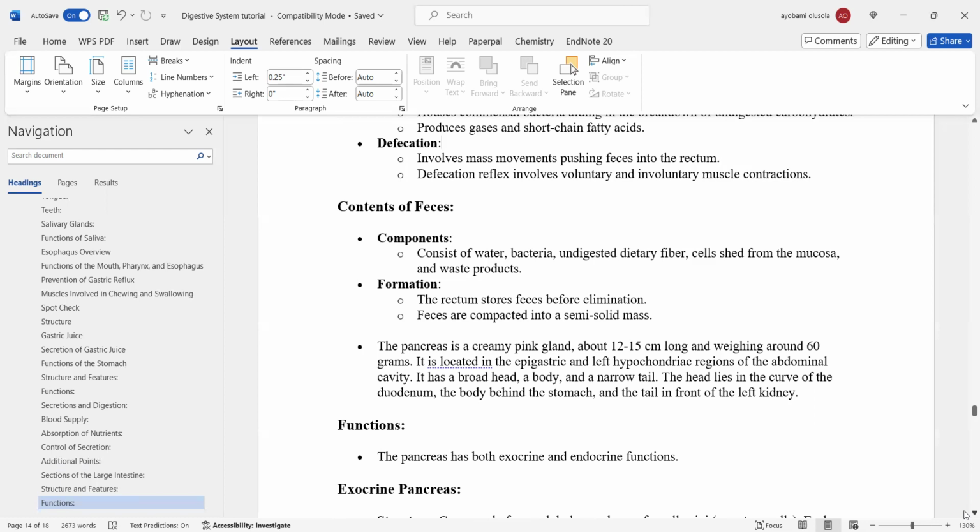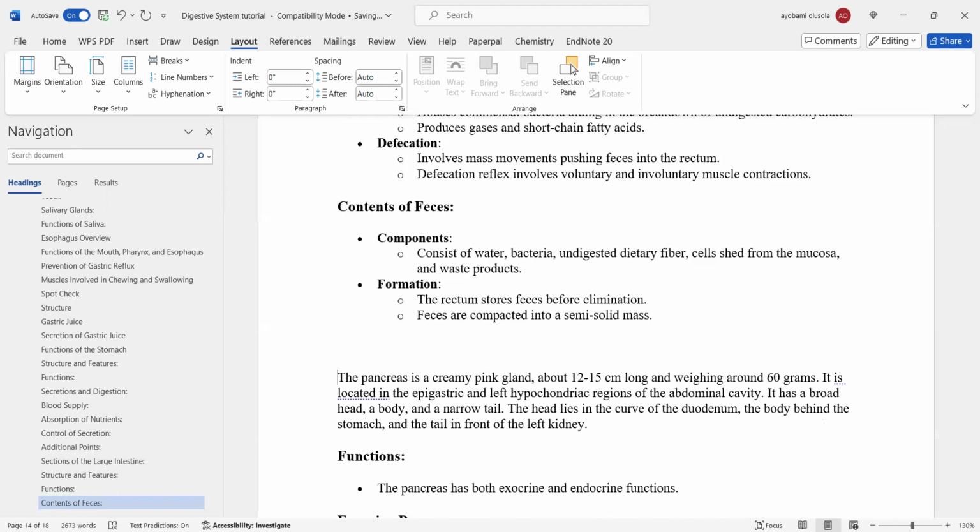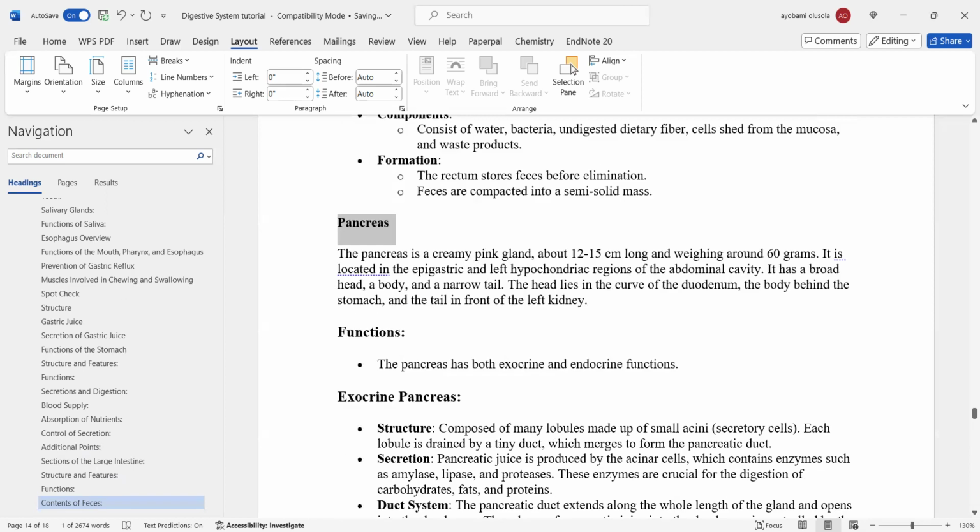Now, we have talked about the major organs of digestion. Let's now pick the accessory organs. One of the accessory organs is the pancreas. The pancreas is one of the accessory organs of digestion, and it's a creamy pink gland. It's about 12 to 15 centimeters long, and it weighs about 60 grams.